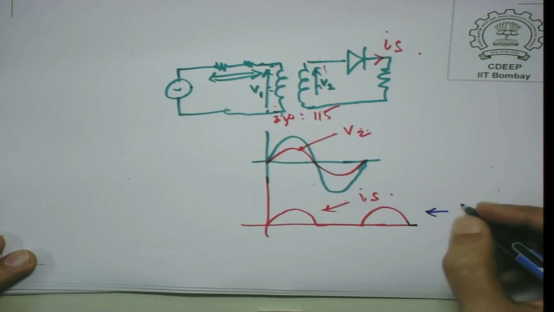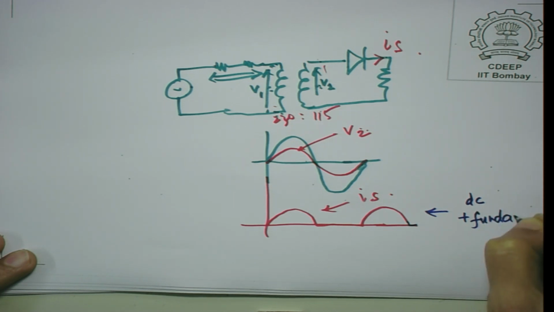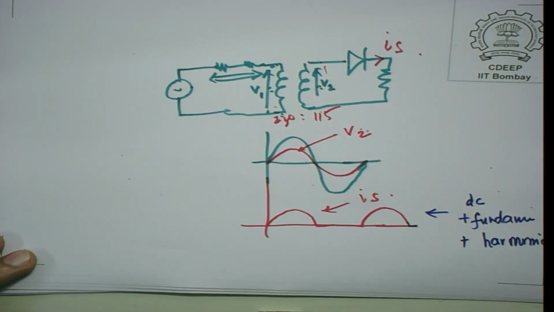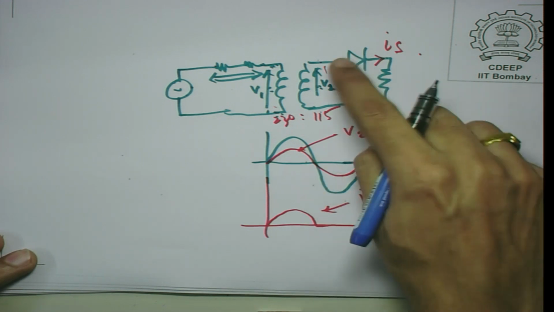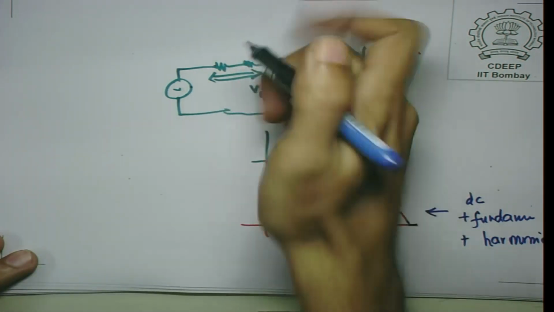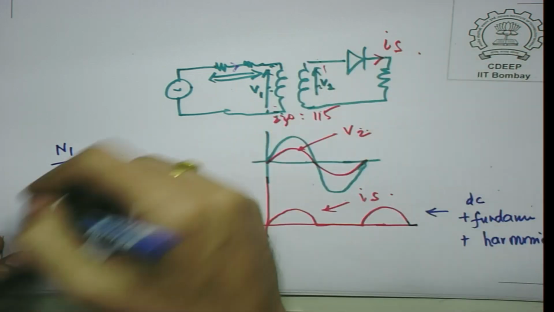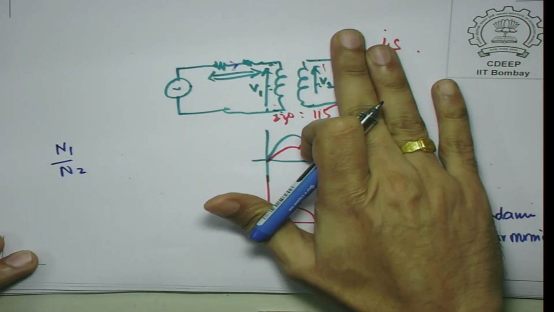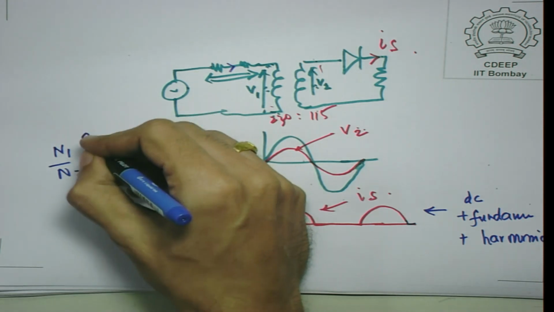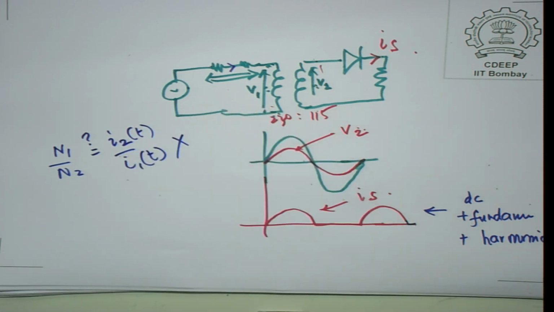So, what you have here is effectively a DC component plus a fundamental component, that is if this is 50 hertz, plus harmonic components. So, what you have essentially is some DC current flowing through the secondary. Now, what is going to be the current in the primary? Can we use this relationship N1 by N2 roughly, even if we assume the open circuit current is negligible, is N1 by N2 equal to I2 by I1 of t? The answer is no, this is not true.